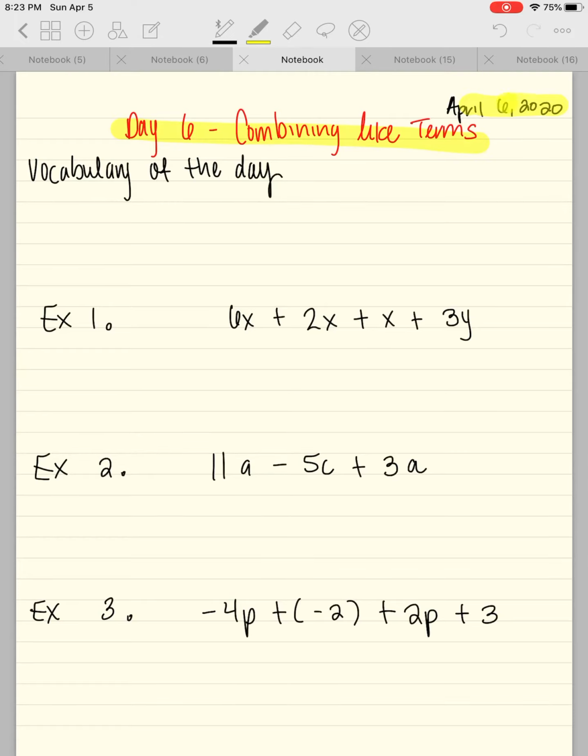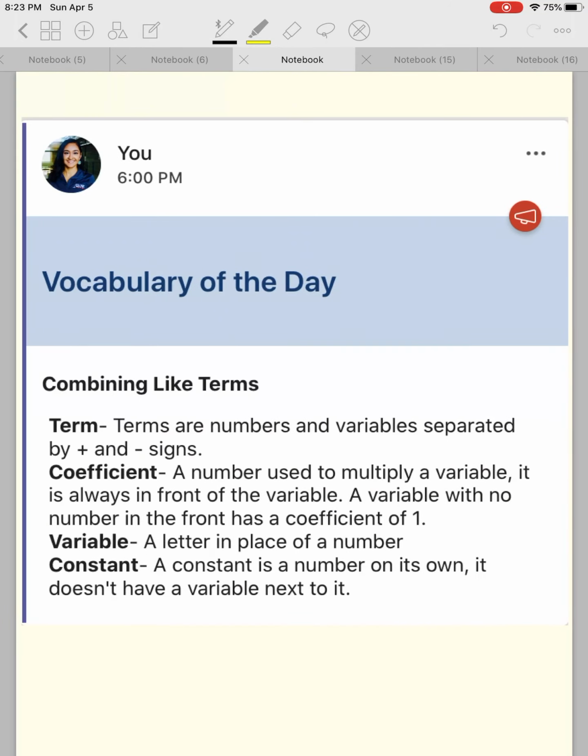terms, the date April 6, 2020, and today, before we begin, we're going to discuss the vocabulary of the day, and I'm just going to give you a few seconds to get that done, or go ahead and pause the video now so that you may have some time to write your notes. Today's vocabulary is also posted on the day 6 channel, and it looks like this.